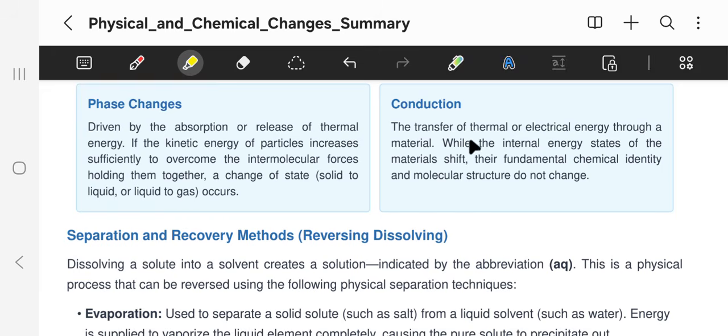Then we have another type of physical change, and it's called conduction. Conduction is the transfer of thermal or electrical energy through a material. While the internal energy states of the materials shift, their fundamental chemical identity and molecular structure do not change. Thermal means heat. We're basically talking of heat energy here when we talk of conduction. Conduction has to do with physical changes and also the phase change.